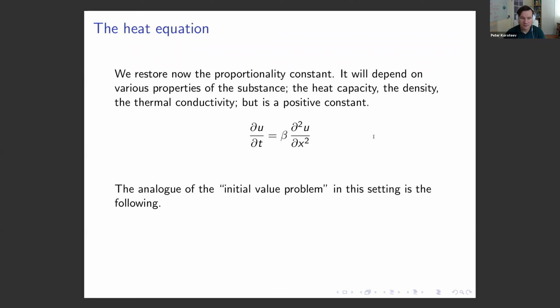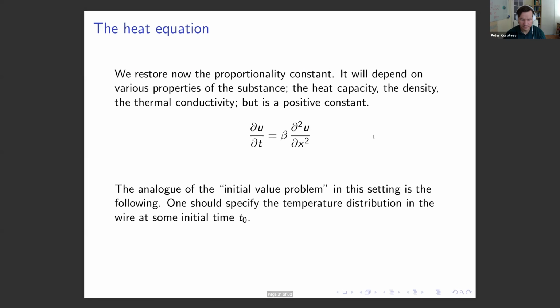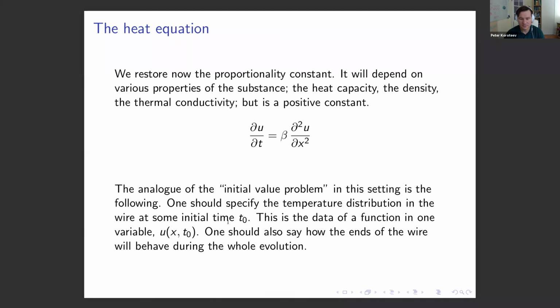Now let's talk about how we will approach the solution of this equation. The analog of the initial value problem in this setting is the following. We should specify the temperature distribution u, a function of x, say in the wire, at some initial time t0. This is the data of a function in one variable, because the second variable has been evaluated at t equal to t0. And one should also say how the ends of the wire will behave during the whole evolution.